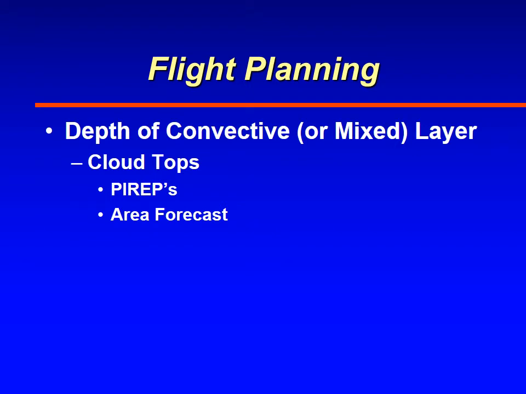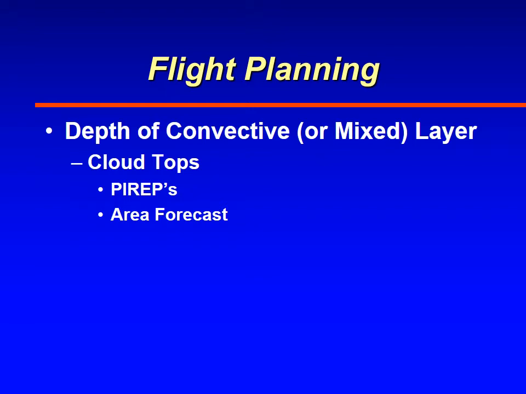And then the top of convective turbulence, in other words, the top of the mixed layer or the convective layer, usually can be found a few ways. One way is by looking at the pilot reports. If pilots are reporting the tops of cumulus clouds, you can use that to fly above and get into the clear air, get a smooth ride. Also, area forecasts or the graphical area forecast you can use to figure out the tops of clouds.